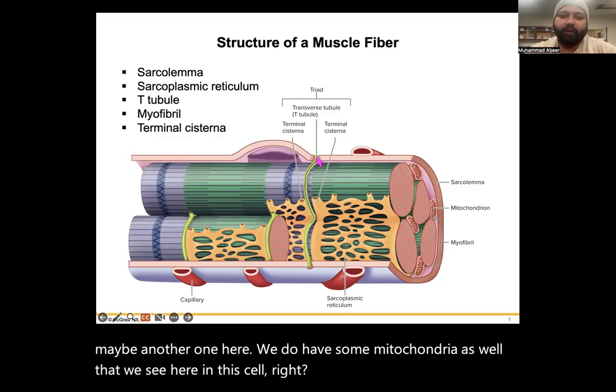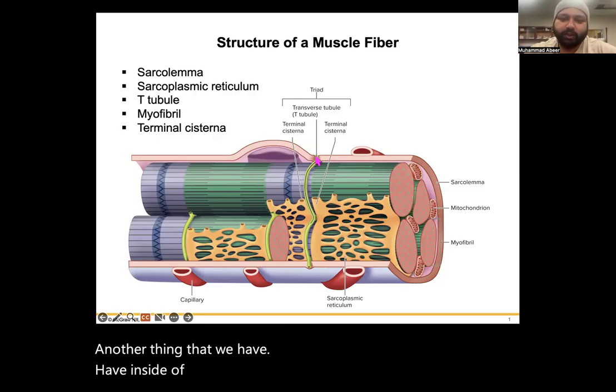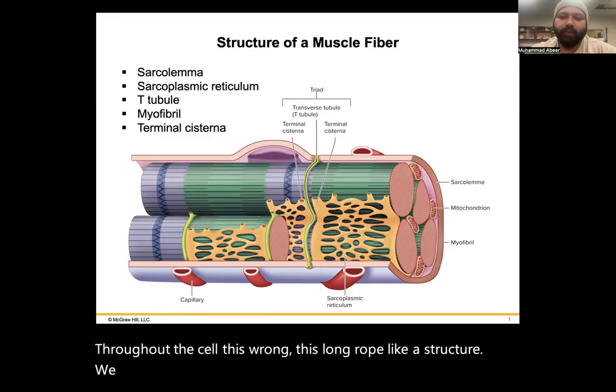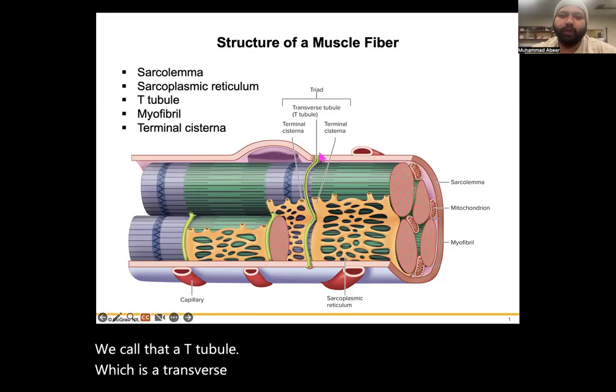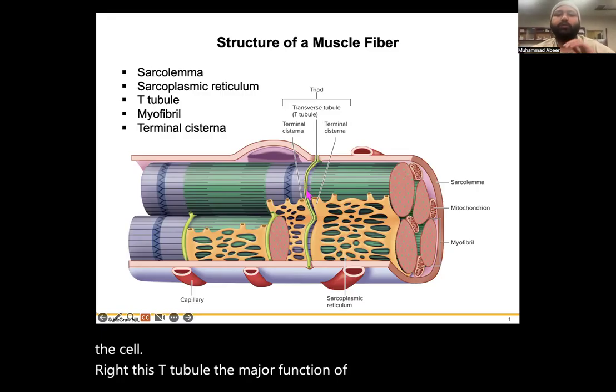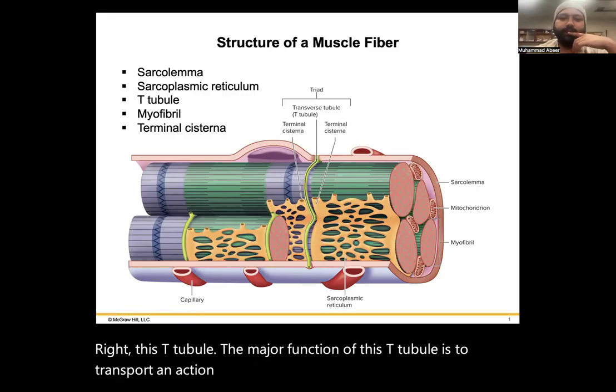Another thing that we have inside of a muscle cell is this long rope-like structure throughout the cell. This long rope-like structure, we call that a T-tubule, which is a transverse tubule. Transverse because it's moving across the cell, right? The major function of this T-tubule is to transport an action potential across the cell, right?